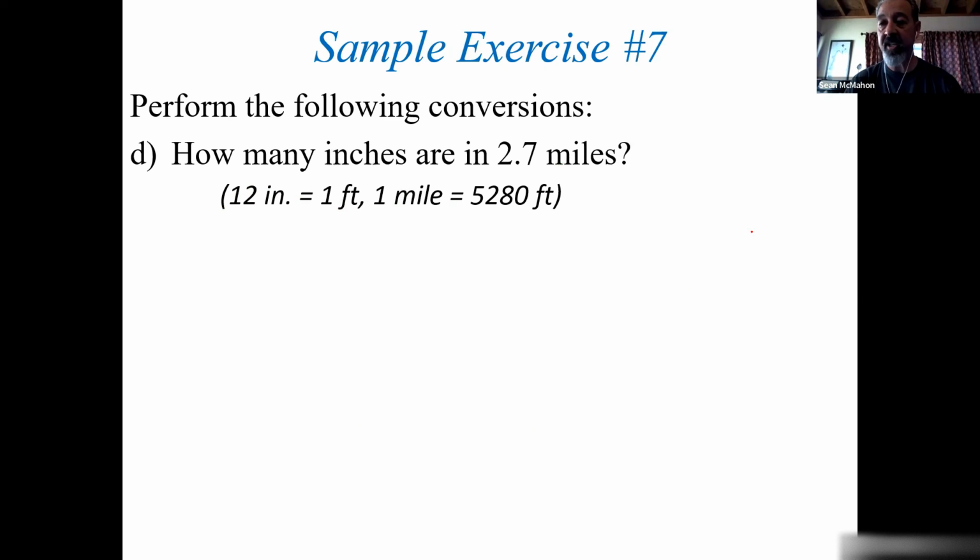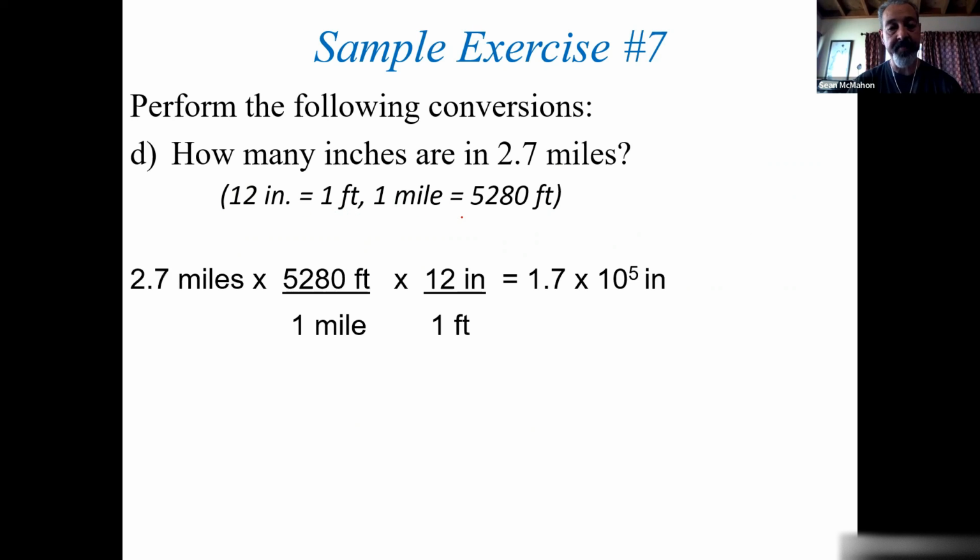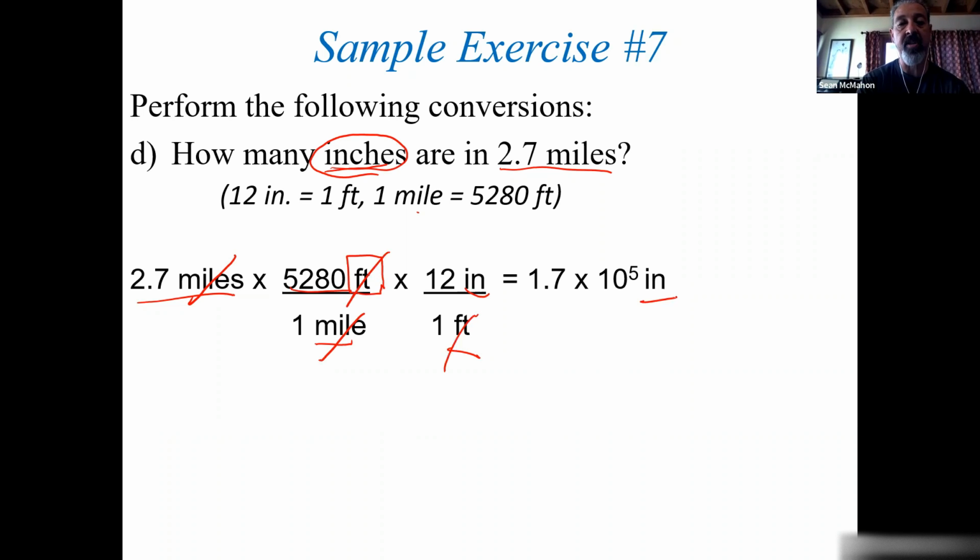Now with D, inches to miles, another 2 conversion factors. They're provided. So I'm starting with miles. I want to get to inches. 2.7 miles, 1 mile, it's 5,280 feet. That was given to you. You should know that. That's our system, but it's given. The miles cancel. Then I need to go, I don't want to stop at feet. I want to go to inches. So 1 foot, because I need to cancel out this unit, is 12 inches. That cancels, and I'm left with inches.